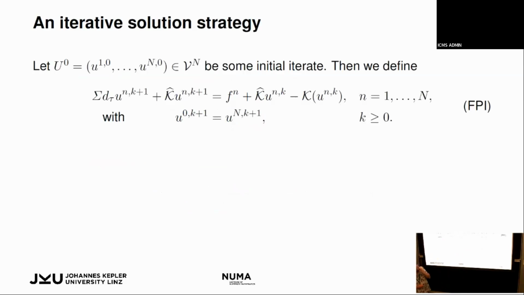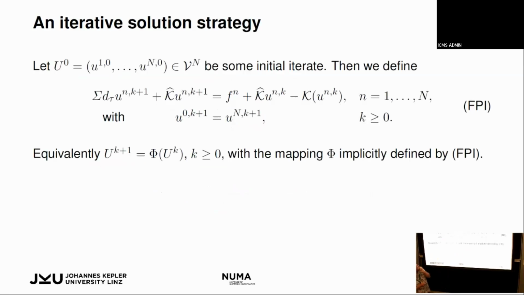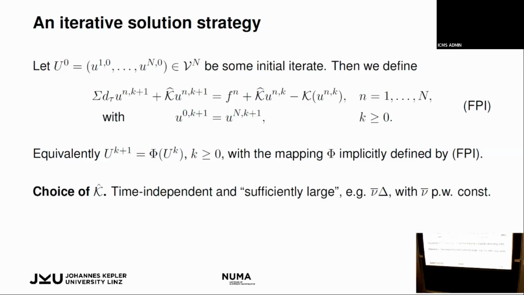And again, we have this periodicity. This can then be written, if you put everything in a vector, as this implicitly defined fixed point map phi, where in order to get the next iterate, you solve this problem. Now we have this magic k hat. How do we choose it?